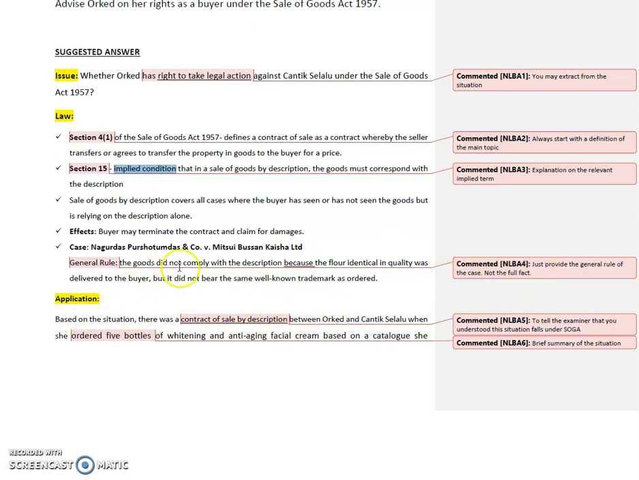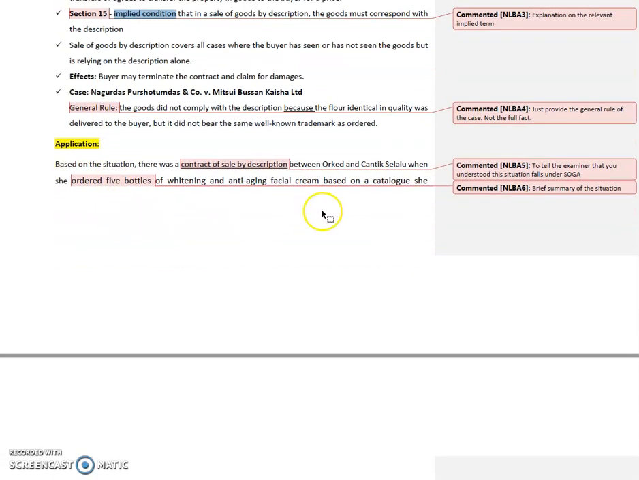But in this case, the goods did not comply with the description because the flour identical in quality was delivered to the buyer, but it did not bear the same well-known trademark as ordered. So what happened in this case is that the buyer ordered goods based on the same trademark, but later when she received the goods, the goods did not bear the same well-known trademark. Meaning there is a breach of implied conditions that the goods must correspond with the descriptions. Alright. Next is your application.